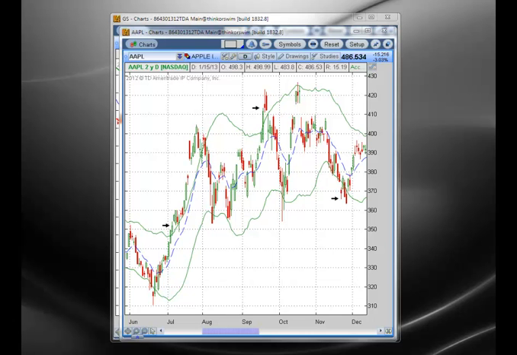TradingMarketTechnicals.com, and I'd like to share with you today a short 10-minute video on trading acceleration bands. Acceleration bands are meant to identify when price moves a maximum amount of space in a minimum amount of time.